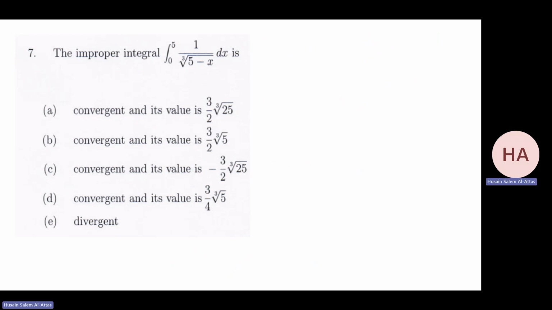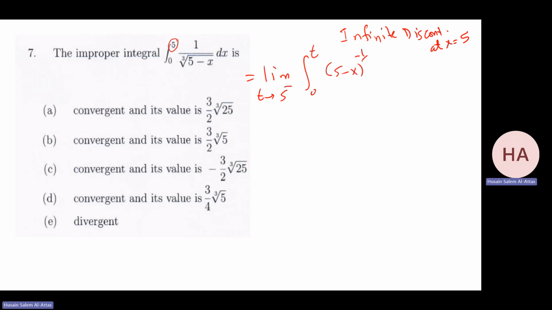This improper integral, I have a problem with the 5, where I have an infinite discontinuity. Infinite discontinuity at x equals 5. So this one would be the limit as t goes to 5 from the left of the integral from 0 to t of (5 minus x) to the power minus 1 over 3 dx. Do the integration. Yeah, you need to worry about this. There is a minus sign here.